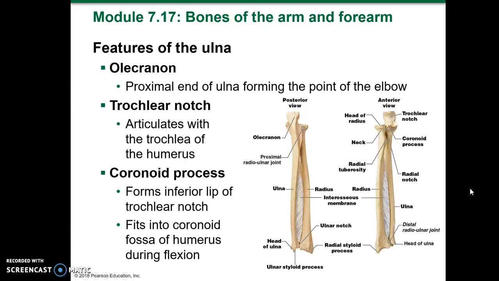The olecranon is the proximal end of the ulna, forming the point of your elbow, basically the funny bone. The trochlear notch is on the other side. It articulates with the trochlea of the humerus. That is the U, and you see that up here. And then the coronoid process forms the inferior lip of the trochlear notch, and it fits into the coronoid fossa of the humerus when you flex.